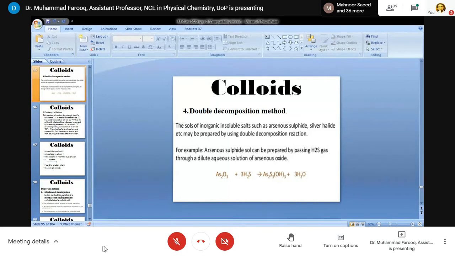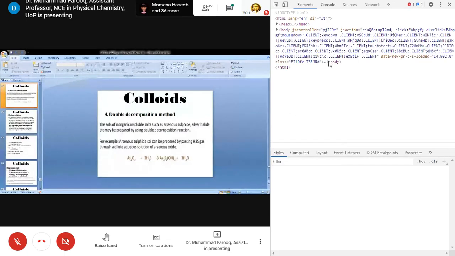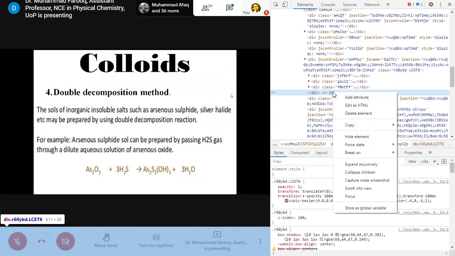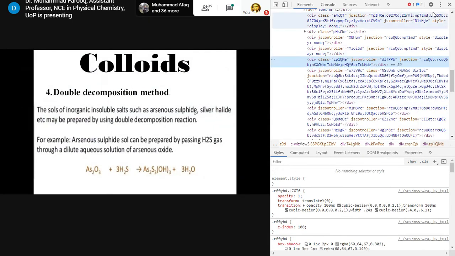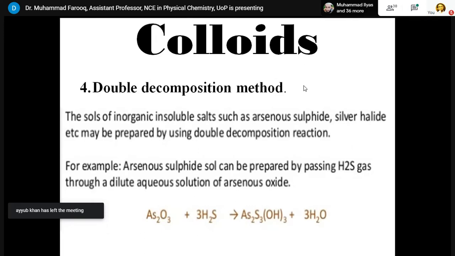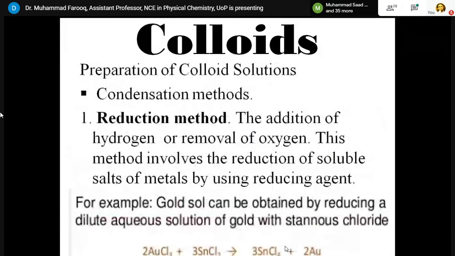Preparation for the preparation of the colloidal solution. If you remember, in this class we discussed this before going into detail. I said at the start that there are two types of methods. One is called the dispersion method. The second one is called the condensation method.